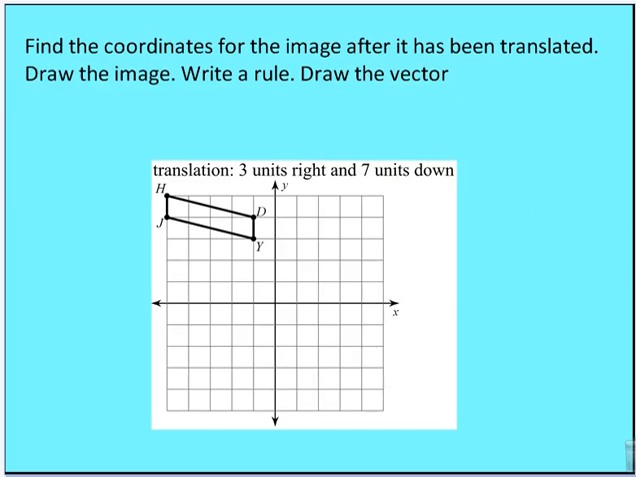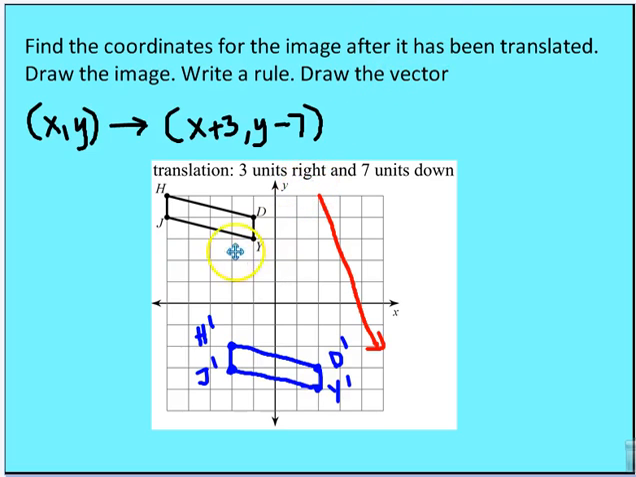Okay, now I want you to find the coordinates for the image after it has been translated 3 units to the right and 7 units down, and then write a rule and draw the vector, and that will be it for today. Okay, so we're going to translate 3 units to the right and 7 units down, H prime, J prime, D prime, and Y prime. I said that I was going to find the coordinates, but I didn't, so let's take care of this.